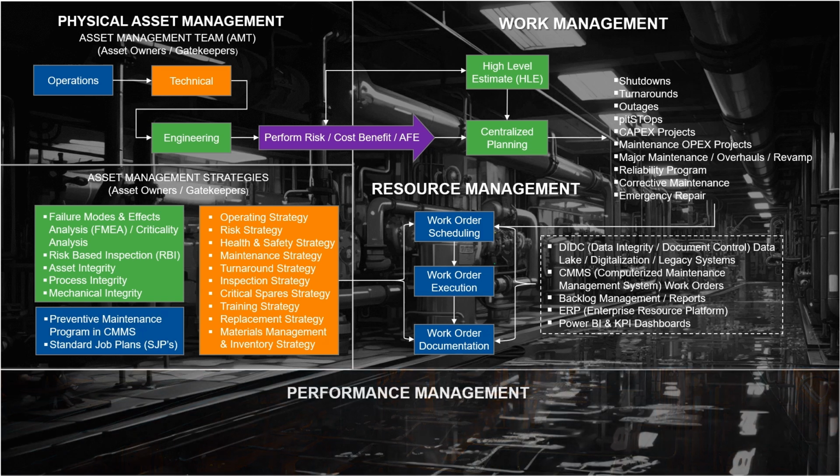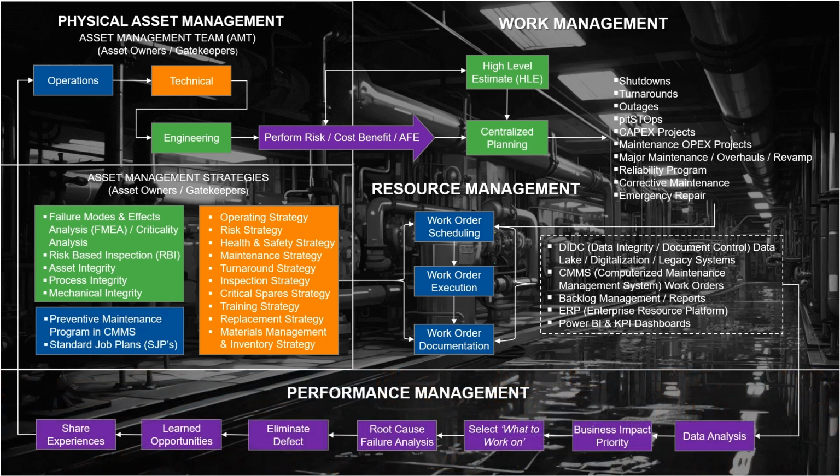The final element of RAMP is performance management. This is where data and information are used to continually improve physical asset performance, planning accuracy, and budget versus cost. This data, known also as lessons learned, can then be used by the AMT to improve asset management strategies, shutdown, turnaround, outage predictability, and competitiveness, and by central planning to improve planning, scheduling, and controls.